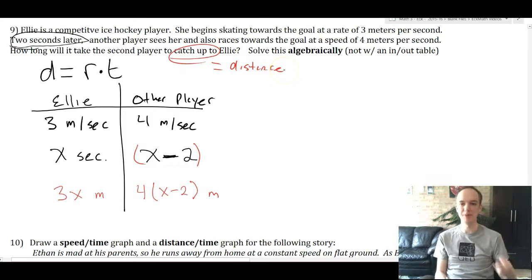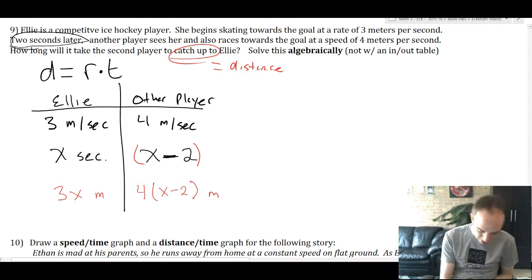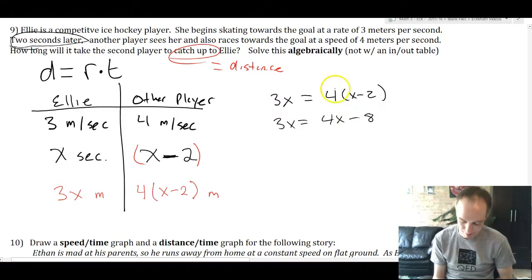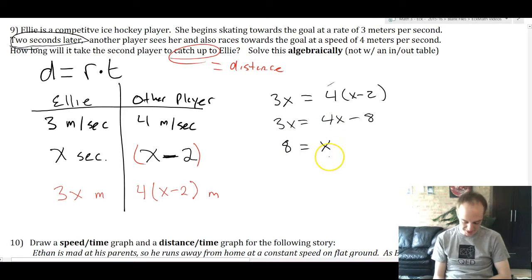All right, and we know that they're going to catch up means equal distance. That's what the word catch up means when you see that in a problem. So then let's just set this up. 3x is the distance for Ellie. 4 times (x minus 2) is the distance for the other player. 3x equals 4x minus 8. Remember to distribute. That's why the parentheses were so important. So then we're going to have 8, adding 8, and that's going to equal 1x, subtracting 3x from both sides. 8 equals x is the algebraic answer, but it's not the answer to the problem.